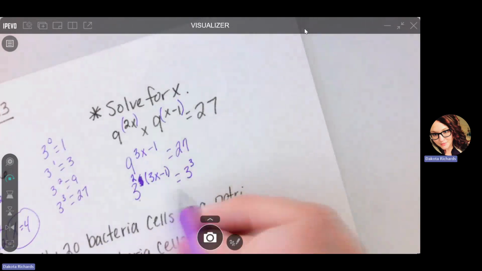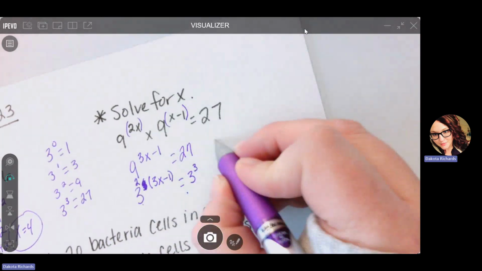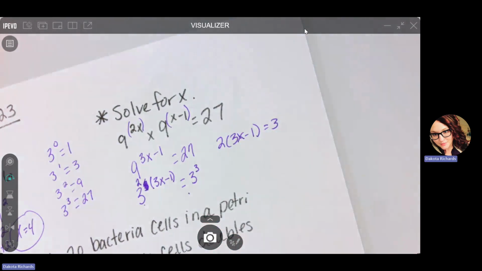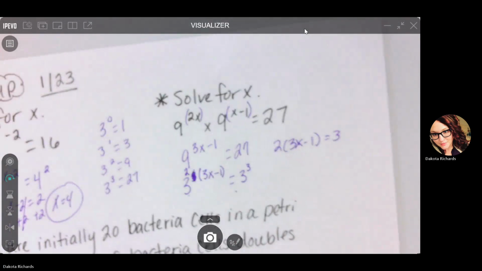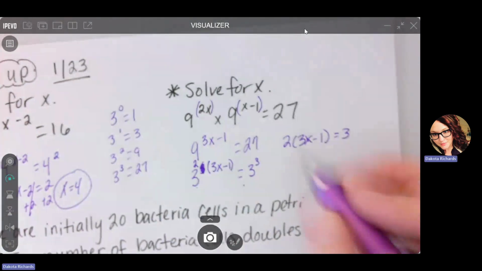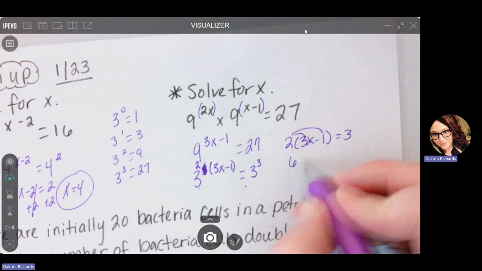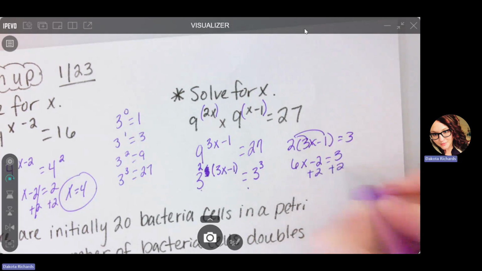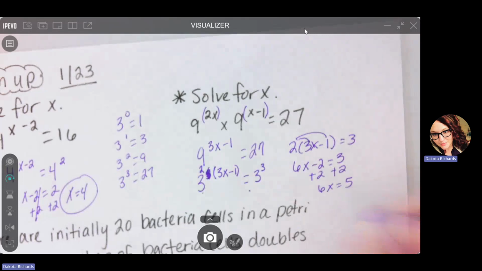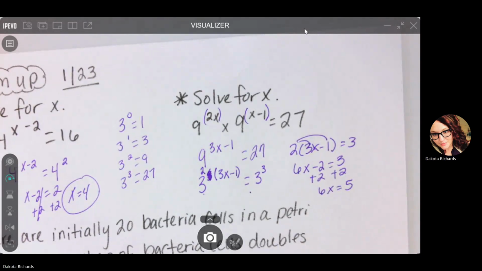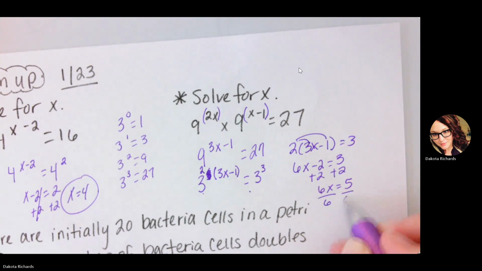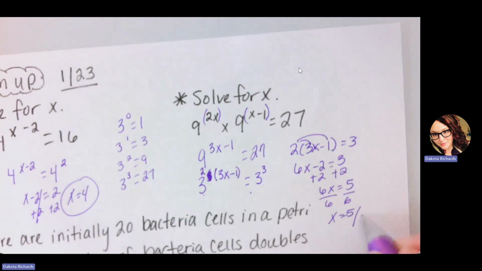So now that our bases match, we can get rid of the bases. You can say 2 times 3x minus 1 equals 3. Set your exponents equal to each other. And then distribute this. So we get 6x minus 2 equals 3. Add 2. We get 6x equals 5. Now what's the last step? Divide by 6. So x is just 5 over 6.